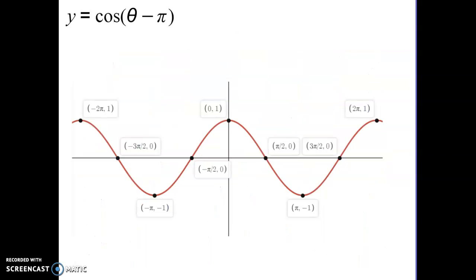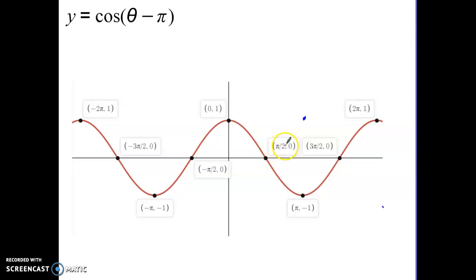Okay, let's do cosine. And we are going to move cosine pi units to the right, right? Because it's subtraction, and so I'm going to move to the right. All right, so let's see what's going to happen here. So this point that was right here at 0 is going to move pi units to the right. Well, I can see pi is right here, so I'm going to put it right there. And then this point that was on the axis right here, it is also going to move pi units to the right.